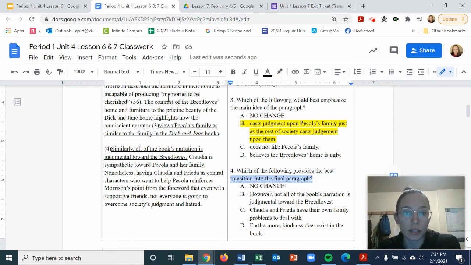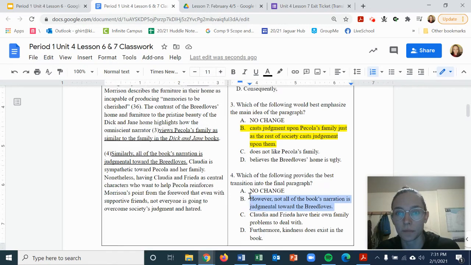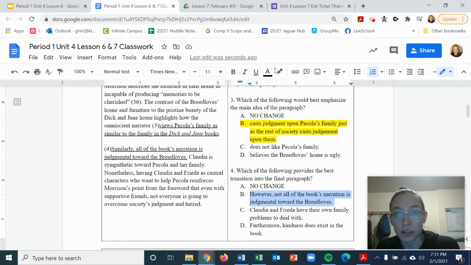So this one talks about how society is judging them. This paragraph says Claudia is sympathetic toward Piccola and her family. So it's kind of opposites, right? So we want to go with B. A lot of B's as our answer.